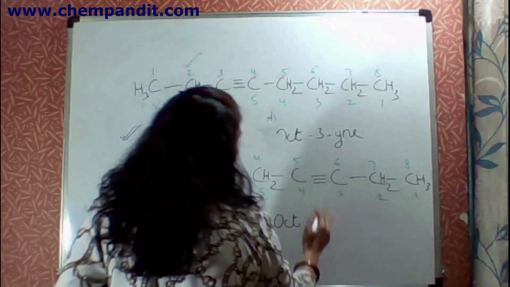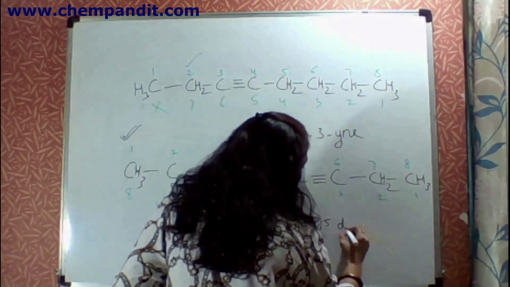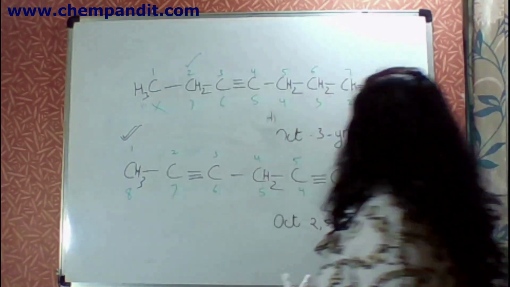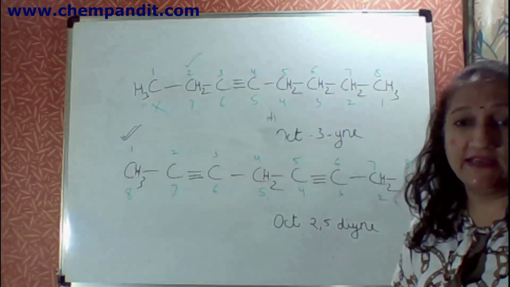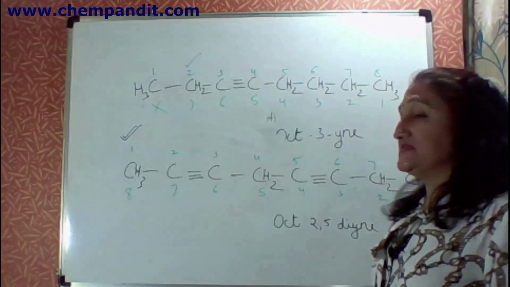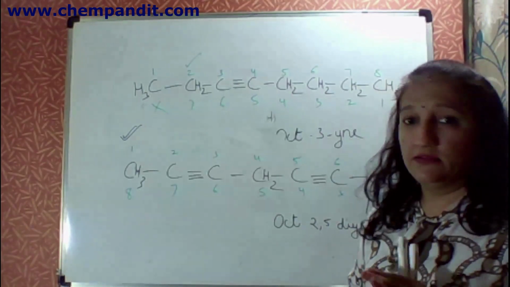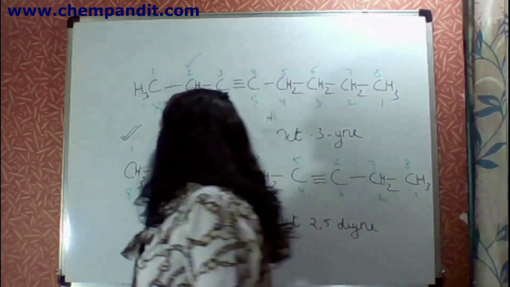Oct 2, 5 diene. Clear? We need to use the prefix di before ine or ene. Is that clear?